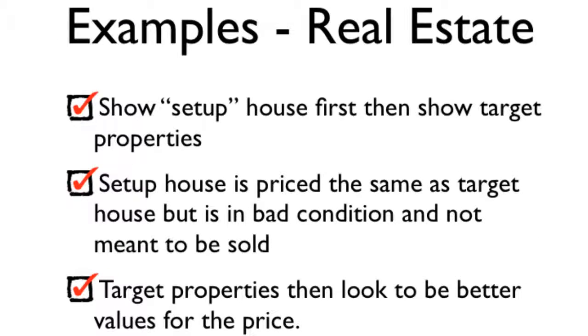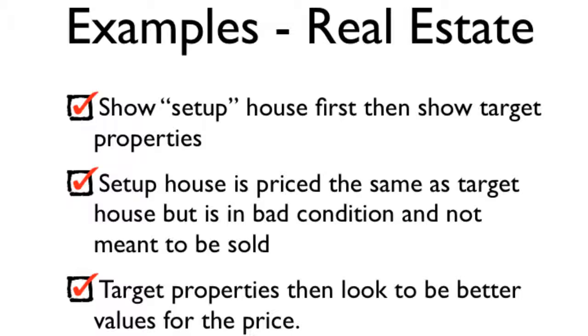Here's an example of real estate. Some real estate agents and real estate companies have what they call setup properties or setup houses. And setup houses are basically rundown houses that are in probably a good geographic area. So the target price for the client, let's say, is $200,000. They would have a setup house that's run down and it is priced at $200,000. Okay, so the setup house is in bad condition. It's really not meant to be sold. And after the client views that, then they have that perception of what a $200,000 house would be.